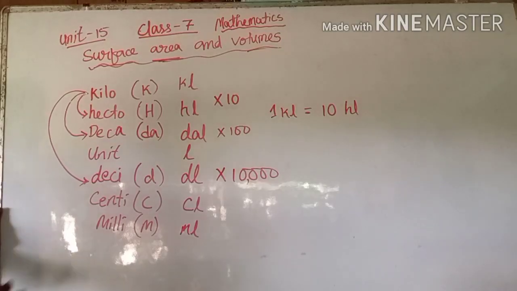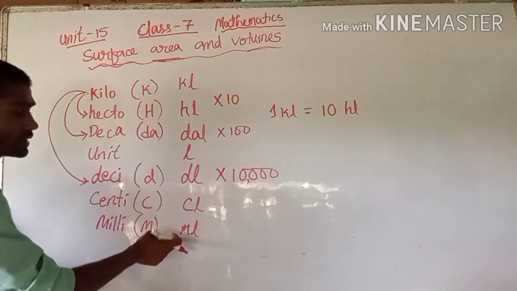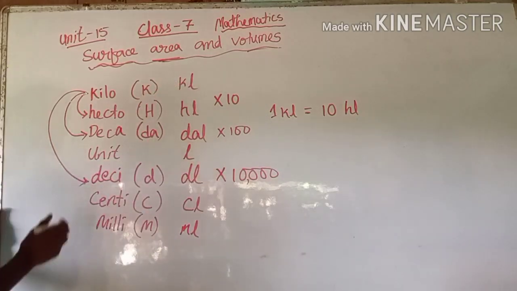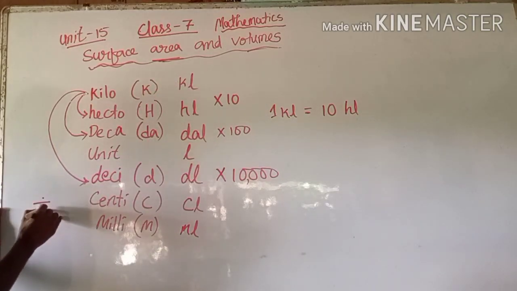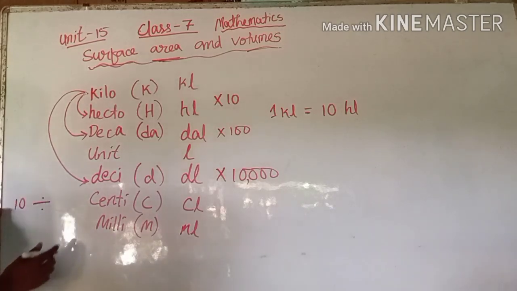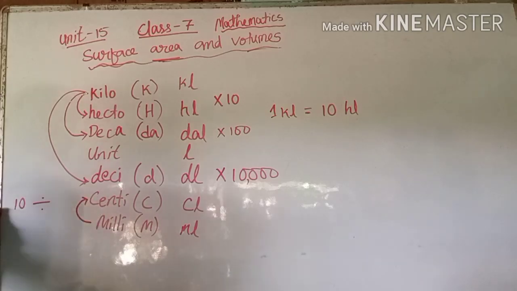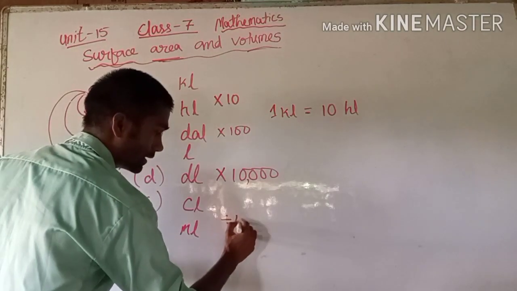And in the same way, when we are converting from a smaller unit to a greater unit, then we will divide by 10 for each unit that we are converting. Suppose if we are converting from milliliter to centiliter, then we will divide it by 10.